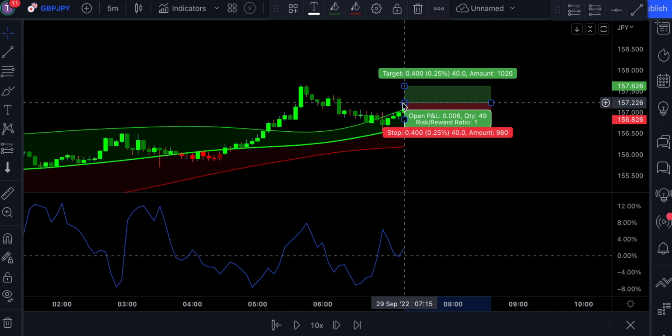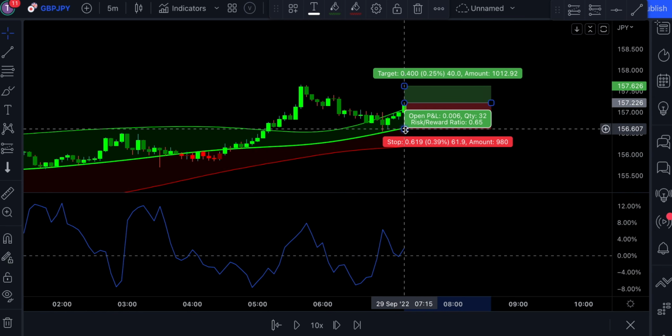We're going to place a buy order at the close of our trigger candlestick. The stop loss can be set either at the swing low or at the middle line. For this strategy, we're going to be targeting 1.5 times the risk.